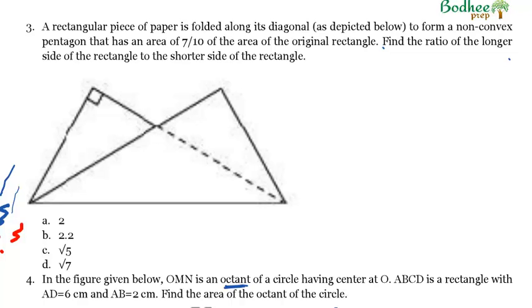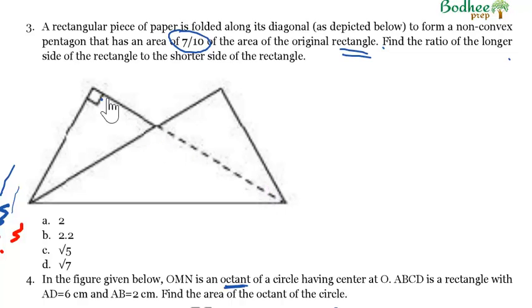Okay, so in this question, what we have been given is that a rectangle has been folded along the diagonal such that it makes this pentagon, right? And the area of this pentagon is 7 by 10 of the original rectangle. Now we have to find the ratio of the length and width of the sides of the rectangle.